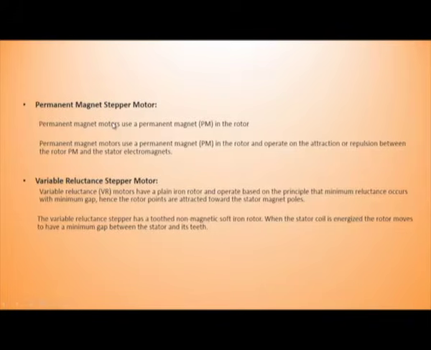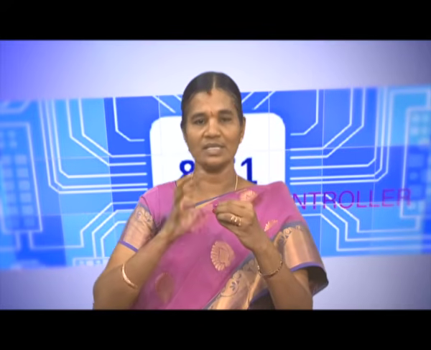So, based on its structure, we are giving the names permanent magnet stepper and variable reluctance. Permanent magnet stepper motor means the motor consists of a rotor and a stator. The rotor is a rotating part, the stator is a stationary part. Here the rotor is made up of a magnet, and the stators are connected to the electrical supply.